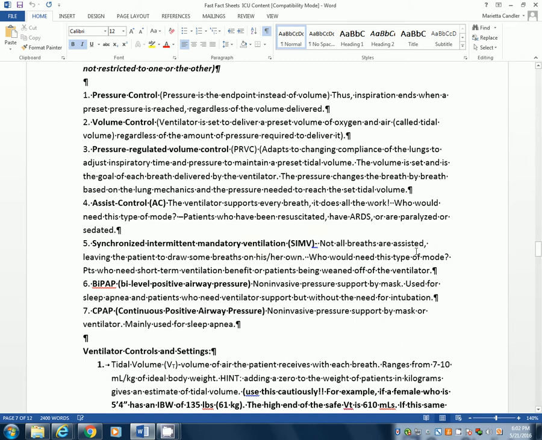Synchronized intermittent mandatory ventilation, SIMV. Not all your breaths are assisted. Okay, up here they're all assisted. With SIMV, not all of them are assisted, leaving you to actually draw some breaths on your own. Where up here on AC, you don't draw any on your own. The machine does everything for you. So who would need this type of mode, do you think? Well, patients who need short-term ventilators would benefit from this. Patients, as they're beginning to be weaned off of a ventilator, are a lot of times put on SIMV mode to see how many breaths they're doing versus how many the machine is doing.